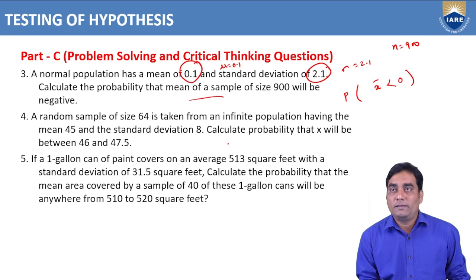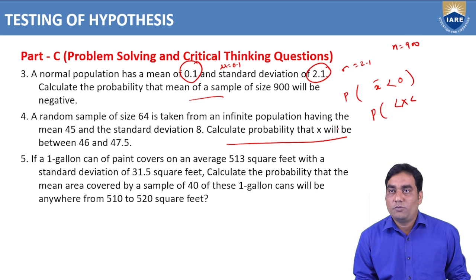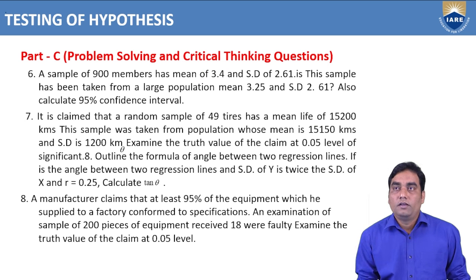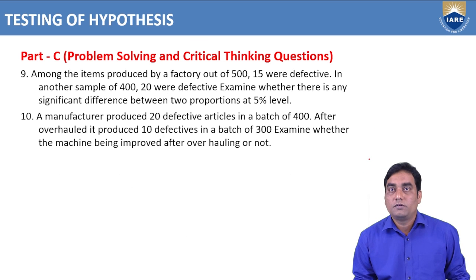Here also we calculate the probability that x will be between 46 and 47.5. X will be x bar, not x. X bar will be 46 to 47.5. We can calculate by using the normal distribution. The same thing, we can do with the same concept.